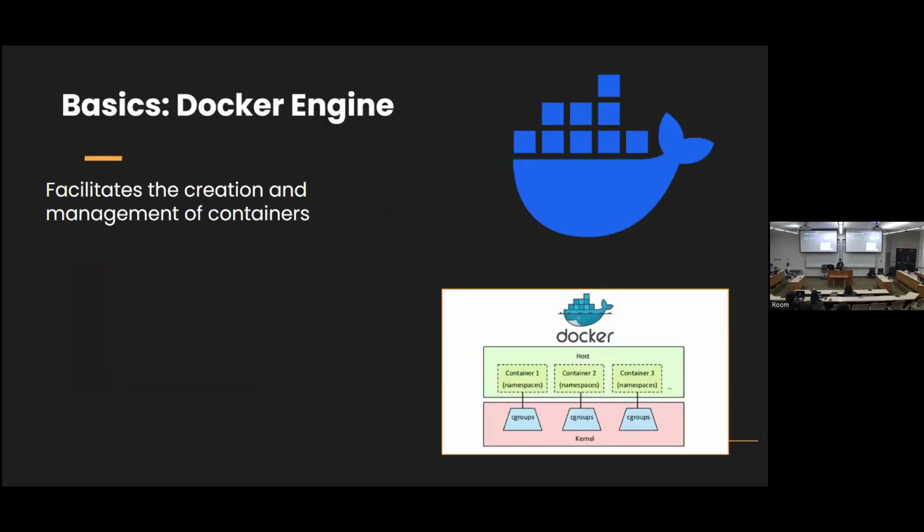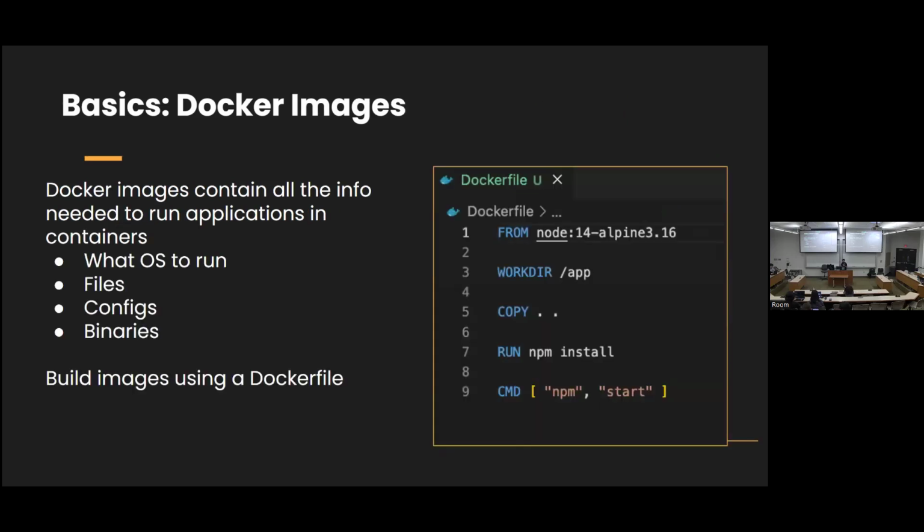So a bit of basics on containerization. The Docker engine is really what allows us to run containers. It manages and allows us to build, create, and run containers, which are how we are going to isolate our applications. Next, Docker images. This is how we define what's going to be in a said container. It contains everything you need to run an application in it. It's going to contain stuff like what OS it's going to run, the files it needs to run that application, any configs, any executables or binaries, etc. And Docker images are built using a Docker file.